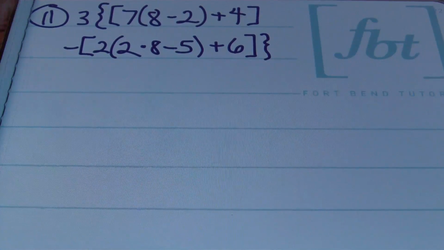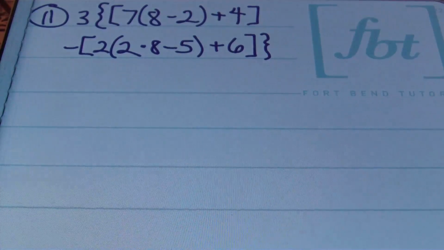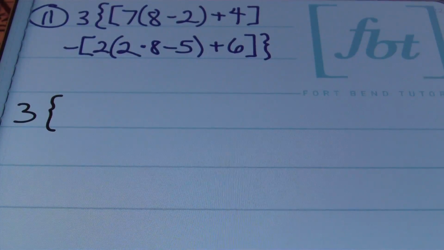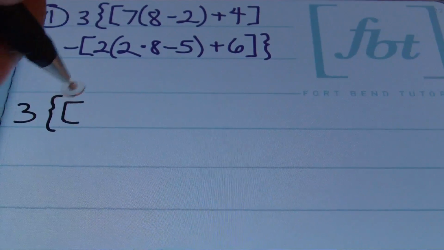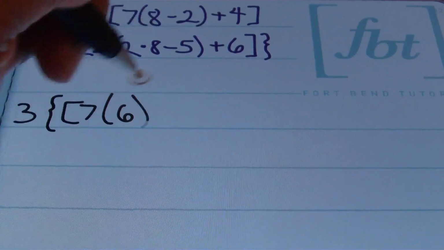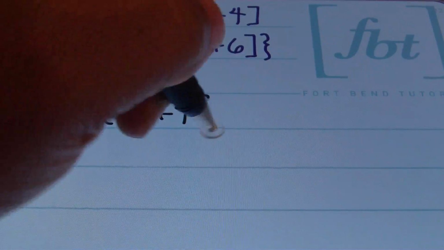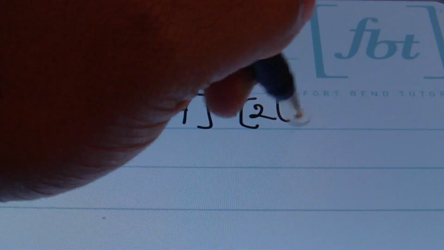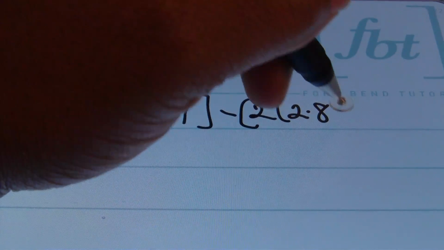All right, so we're starting out with that 8 minus 2 in there. So bringing down the rest, I have 3. Close enough. And then we'll have bracket 7 times 6 plus 4, minus bracket 2 times 8 minus 5, plus 6. There we go.